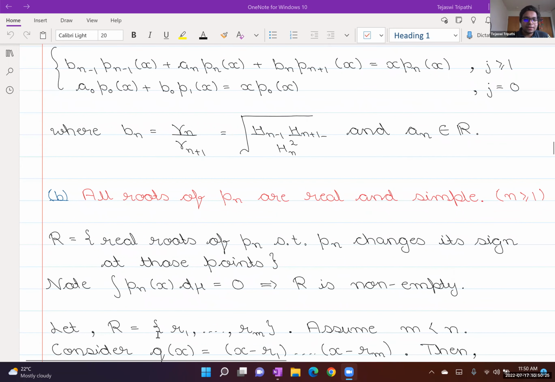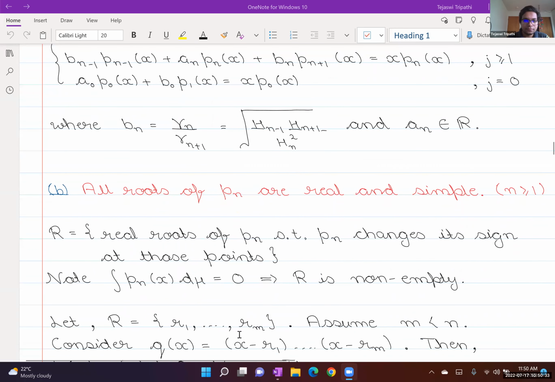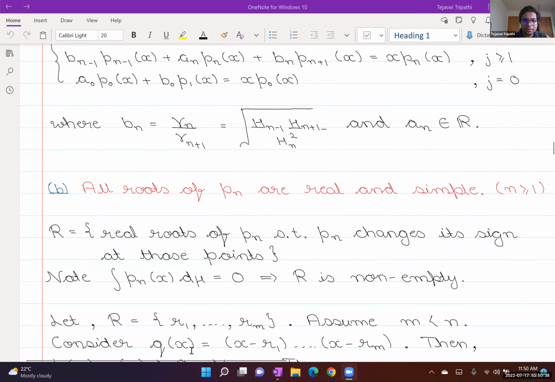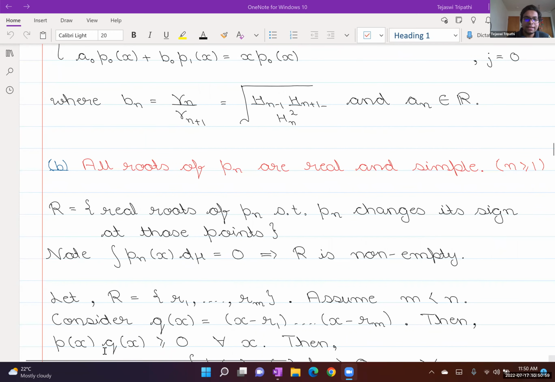Okay, now I assume that R is given by R1 up to Rm, and I assume that m is less than n. I'll show it by contradiction. So these are only the points where Pn changes its sign, and these are the zeros. Now we consider a polynomial Q(x), which is (x minus R1) up to (x minus Rm). What will happen if I multiply this Q(x) and Pn(x)? So these are all the roots where the multiplicity is odd, right? And if I multiply by Q(x), those will also become even. This will imply that Pn(x) times Q(x) will always be positive, right?